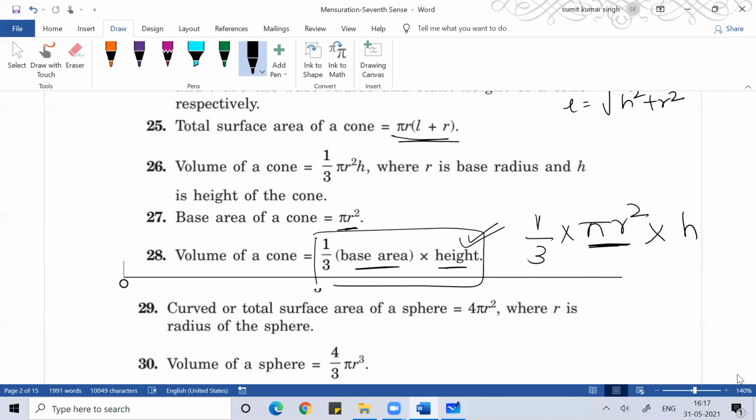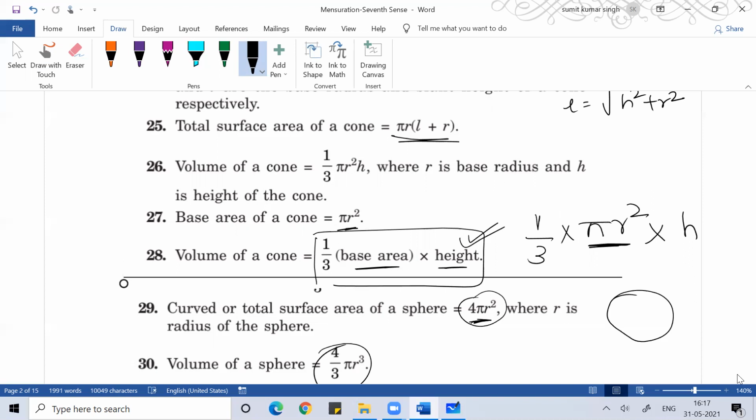So curved surface area of a sphere is 4 pi r square. A sphere is a three-dimensional circle. When you do any calculation on astrophysics on Earth, we'll consider Earth as a sphere. So its volume would be 4 by 3 pi r cube. The total surface area would be 4 pi r square.